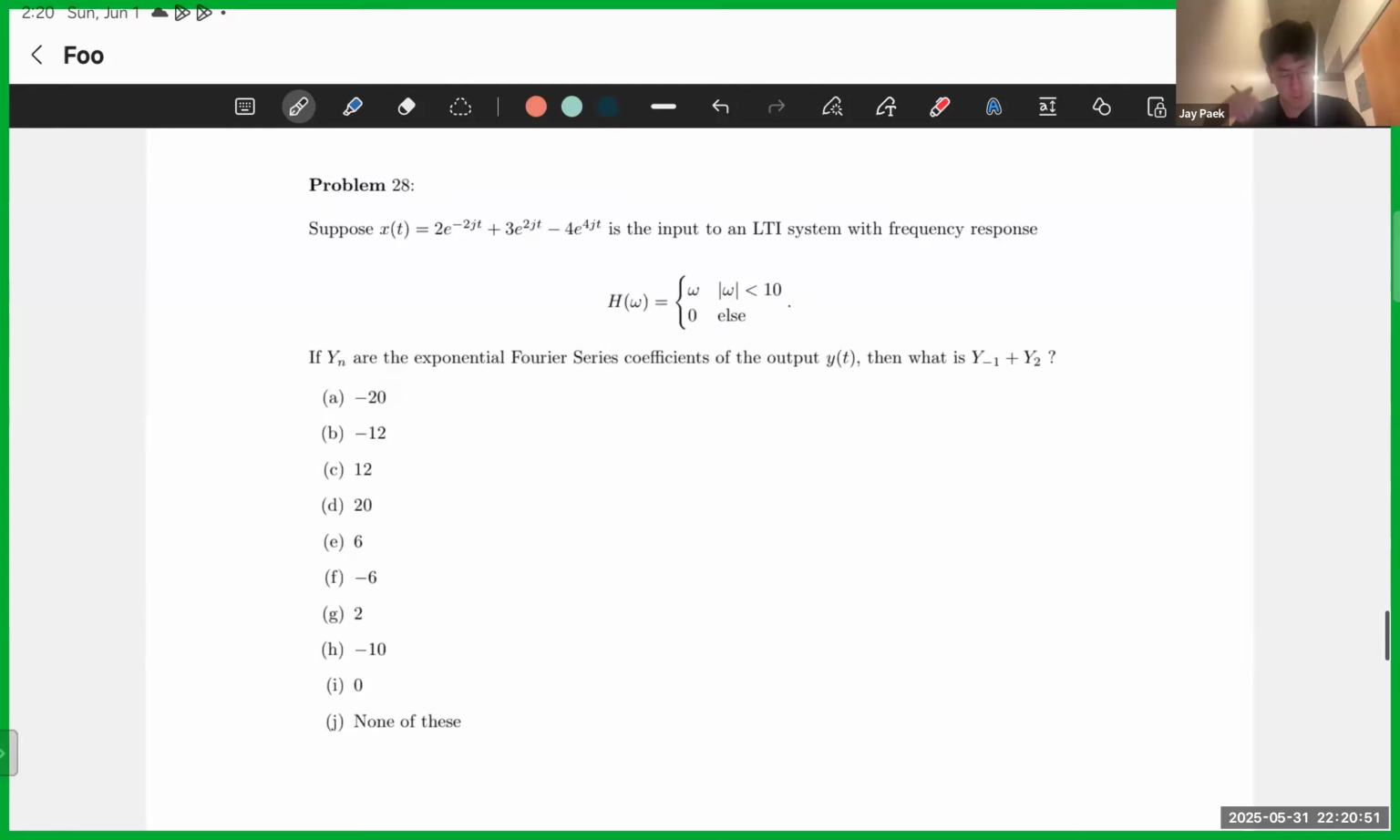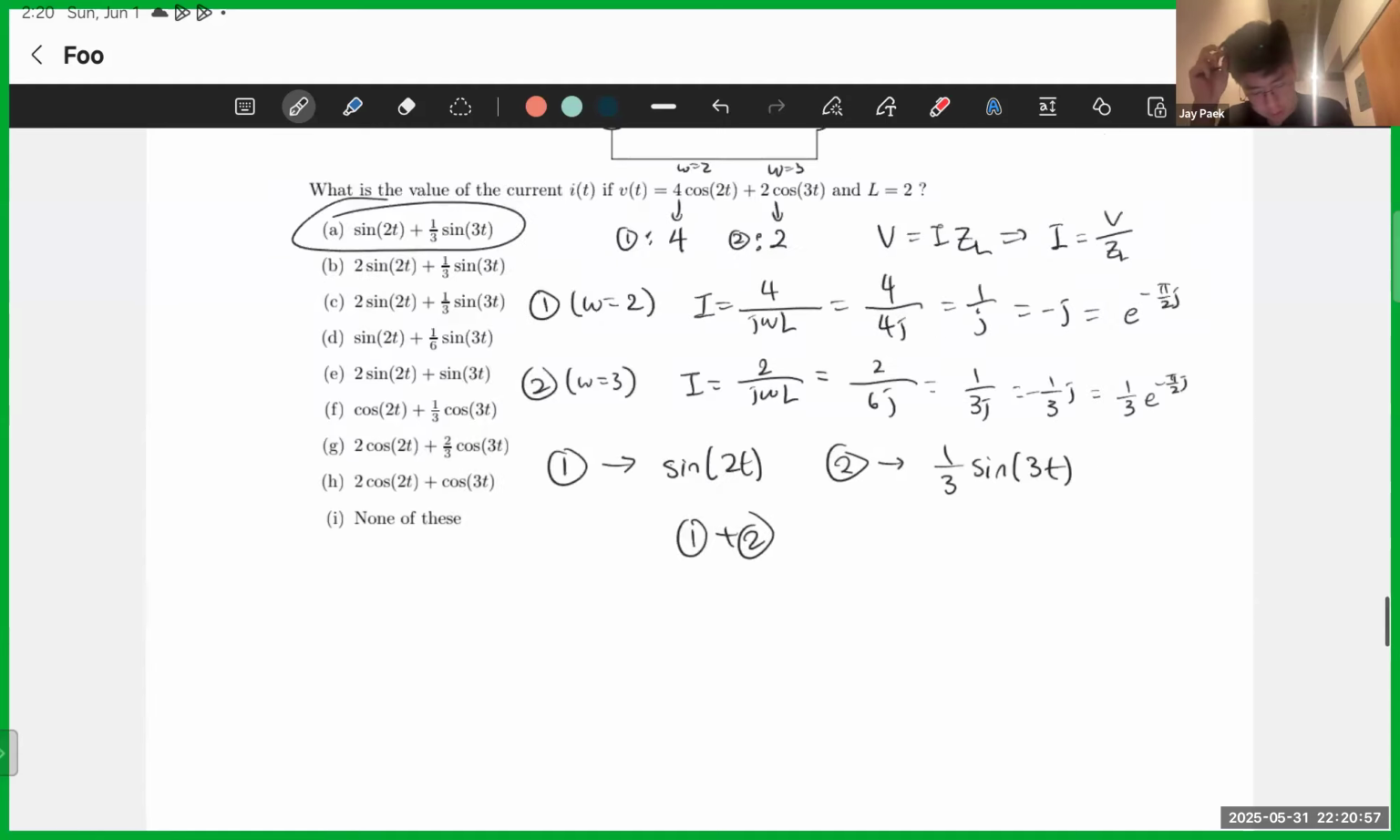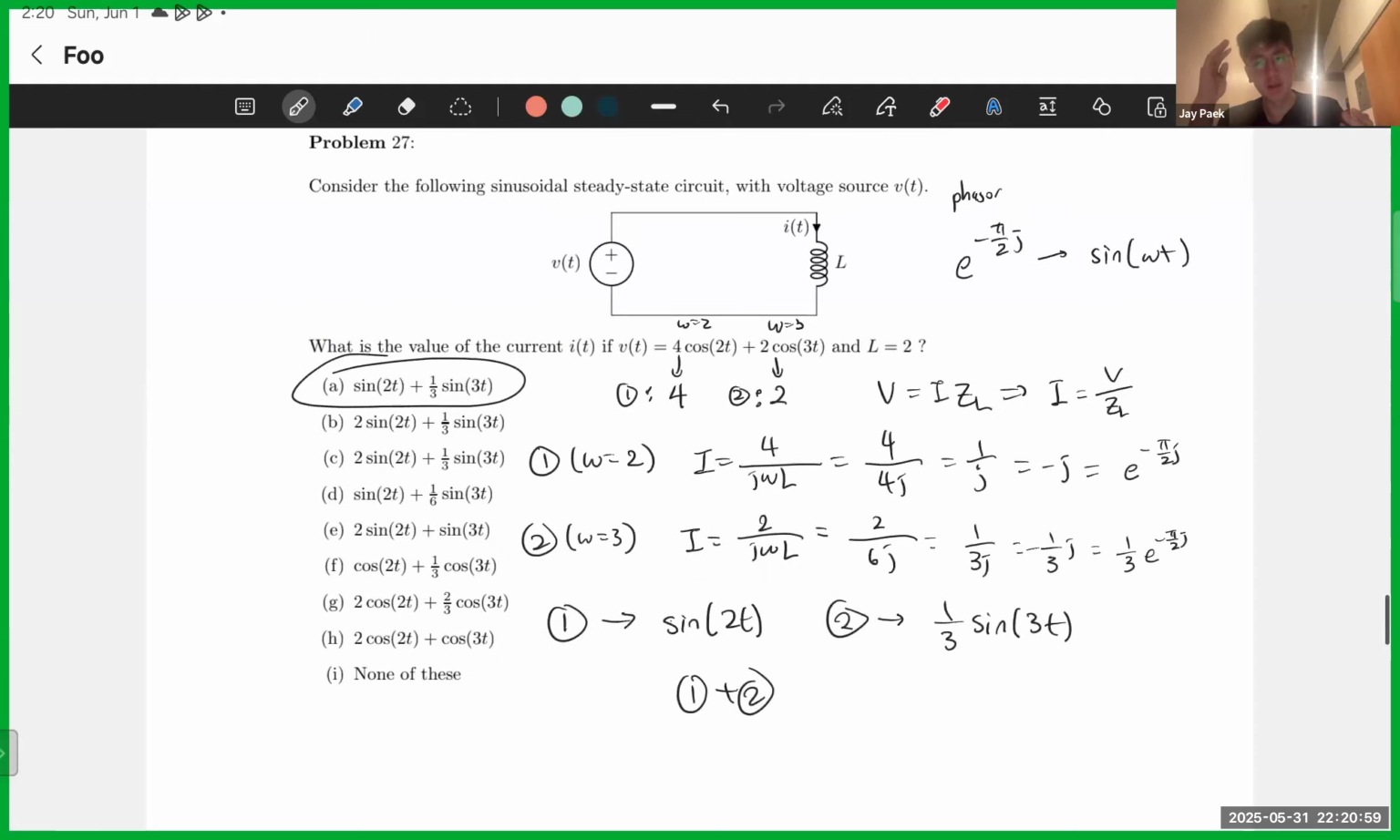Okay, problem 28. Suppose x of t is a sum of complex exponentials. Yes, exactly. A good point, Tiger, is that that was actually the dilemma I was having: do I want to do it the normal EC45 way? Or in fact, you could literally just take the current-voltage relationship of an inductor and directly take the derivative. And I think that will save you more time.